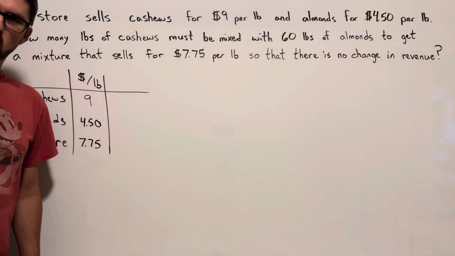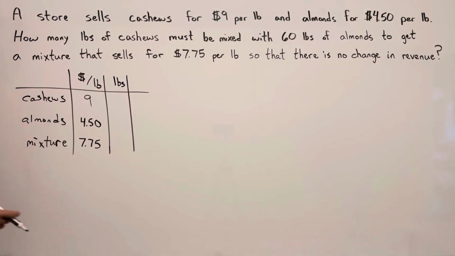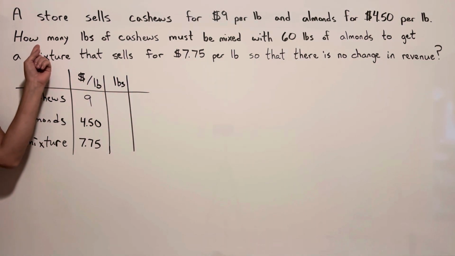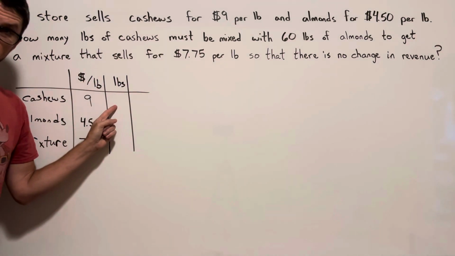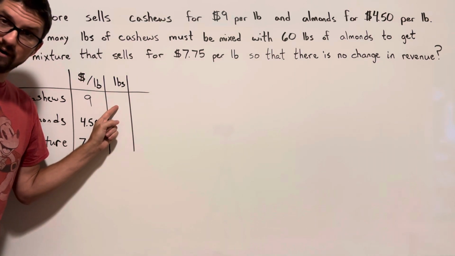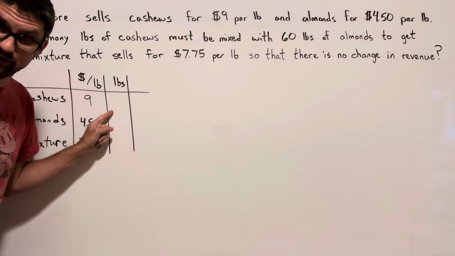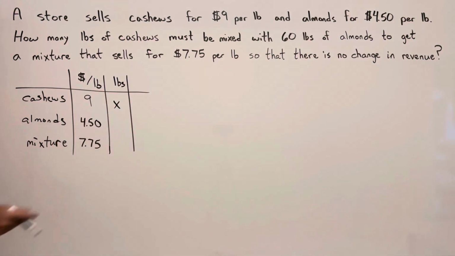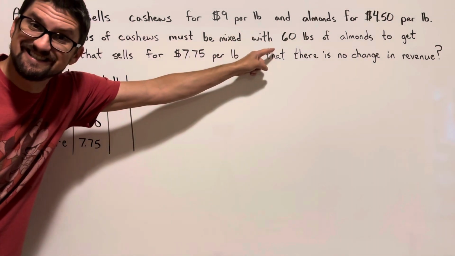Next, let's make a column for the pounds of each. Now the cashews, this is what I'm looking for. How many pounds of cashews? A good thing to do here would be to let a letter represent what I'm looking for. I'm going to use the letter X. Now the pounds of almonds, I know that is 60.